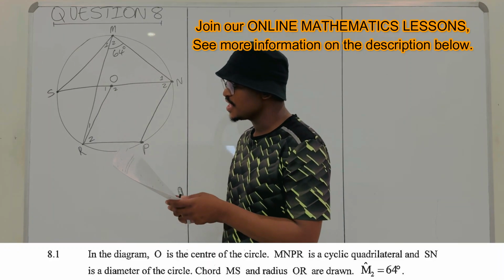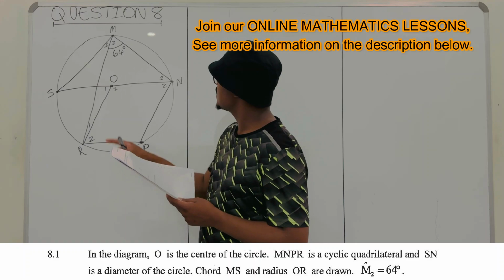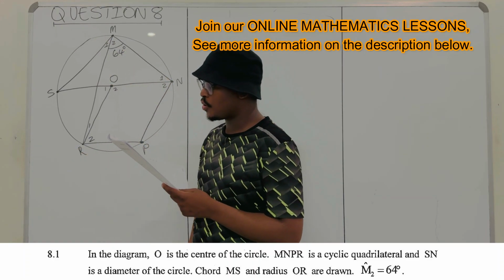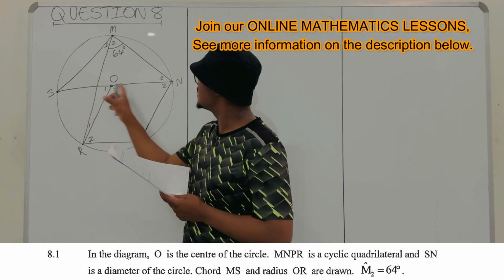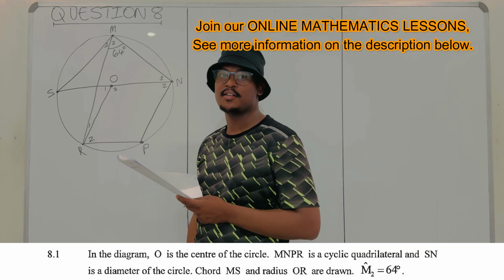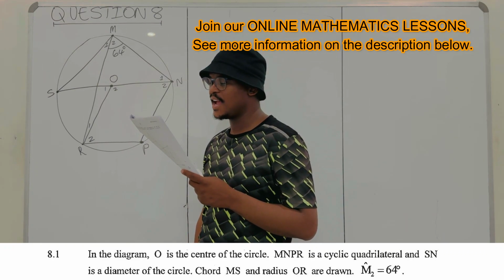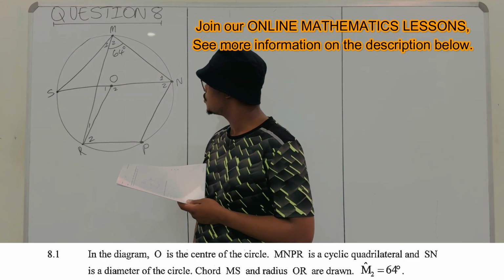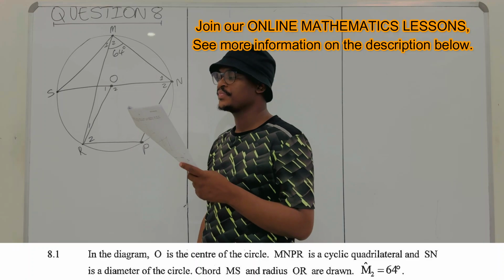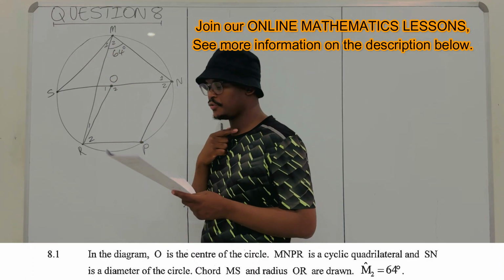Okay. In this diagram, O is the center of this circle here that you can see. MNPR is a cyclic quadrilateral, and SN is a diameter. You know a diameter is a special chord that passes through the center of the circle. They went on to say that chord MS and radius OR are drawn, so we have MS and radius OR drawn over there. They are saying angle M2 is equal to 64 degrees.